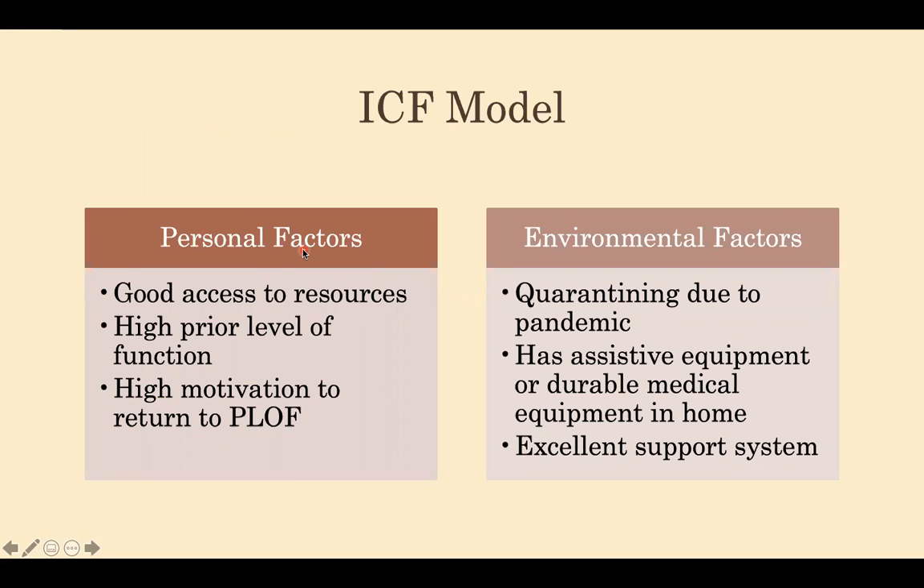Her personal factors were that she has good access to resources in her community, a high prior level of function and is very active, and she has a very high motivation to return to her prior level of function. The environmental factors include that she has been quarantining due to the pandemic, both before and after the surgery. She has assistive equipment at her home, and she has an excellent support system of family and friends.